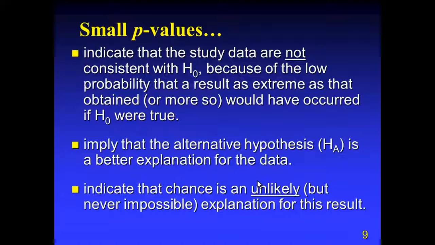Okay, so small p-values indicate a low probability that the observed result would have occurred by chance alone if the null hypothesis was true, which suggests that the alternative hypothesis is perhaps more likely to be true. Another way of putting it is that a very low p-value suggests that study data are not consistent with the null hypothesis, because the likelihood of that result occurring by chance is pretty low, and a small p-value suggests that the alternative hypothesis would be a better explanation for the data rather than the null hypothesis.